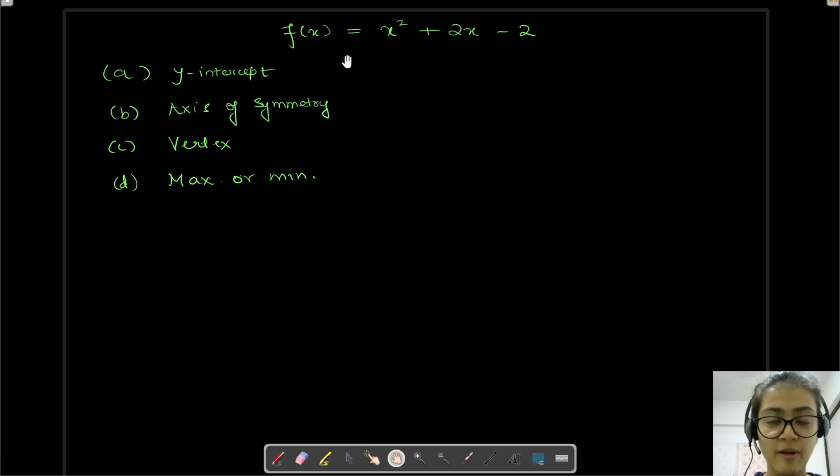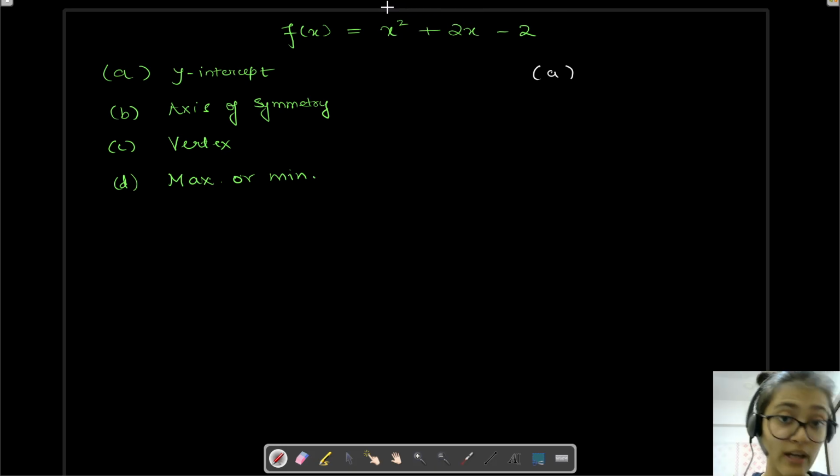So we have f(x) equals x squared plus 2x minus 2, which is obviously the function which represents a parabola, and we need to find out its y-intercept, axis of symmetry, vertex, and maximum or minimum value. So let's get started. First off, we have the y-intercept. Now what actually is the y-intercept?